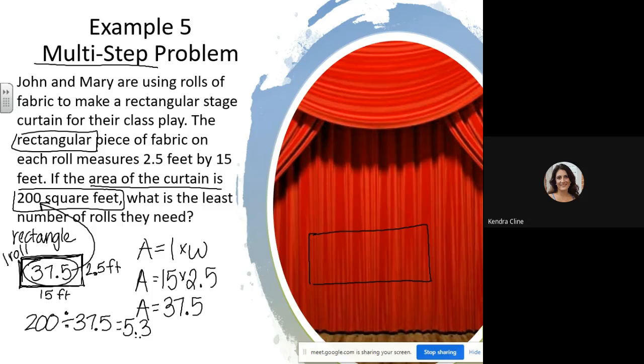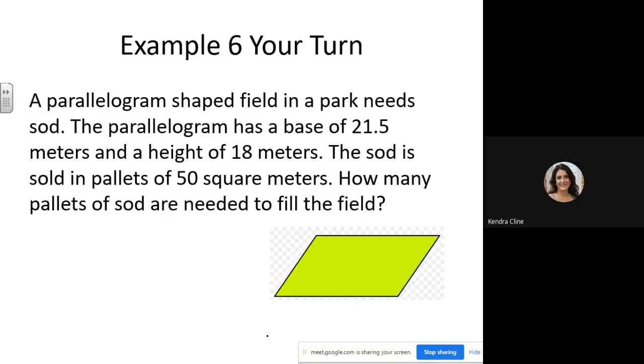I would need this fraction of a roll. So what I would have to do is say, oh, okay, I'm going to need 6 rolls and then just have some left over. So I would need 6 rolls of fabric to make that entire stage curtain, if that's what each roll has in it. Again, if you need more time, pause. We're going to go to example 6.